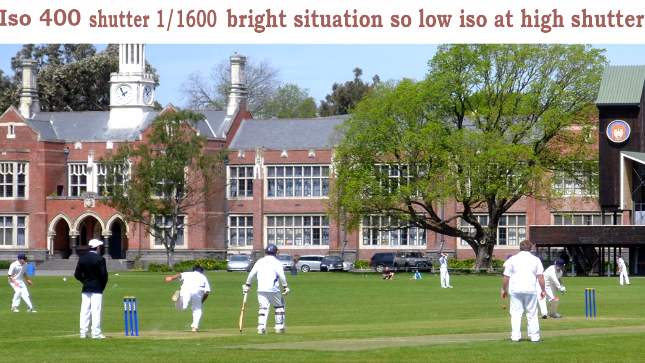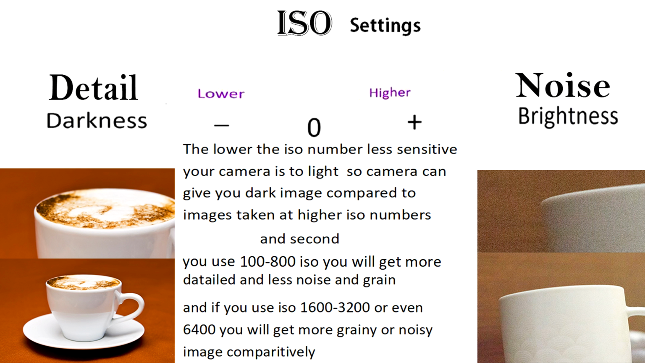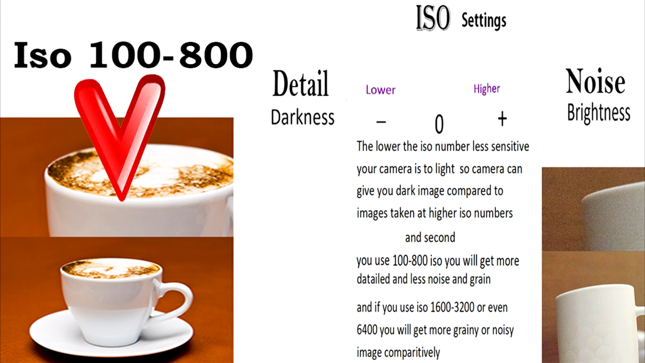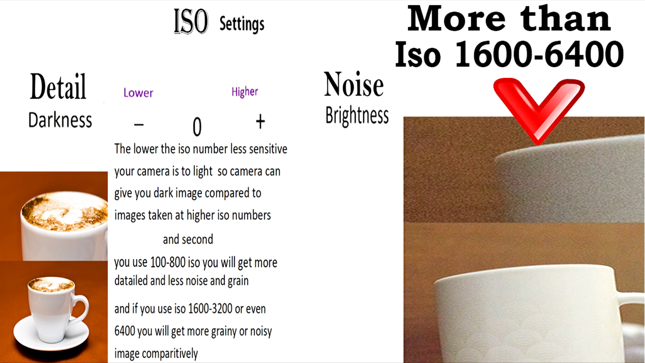I repeat, the higher the ISO number, the more sensitive your camera is to light, so the camera can give you a bright image compared to images taken at lower ISO numbers. And second, if you use 100 to 800 ISO, you will get more detail, less noise and grain compared to ISO used between 1600 to 3200 or even 6400. You will get a more grainy or noisy image comparatively.